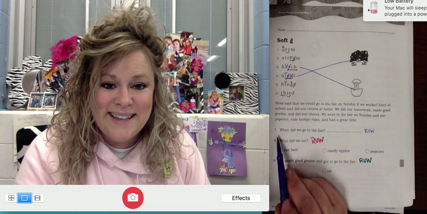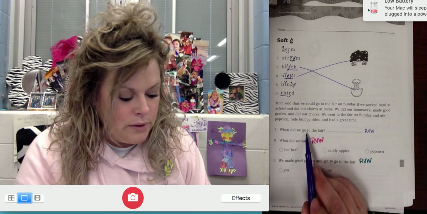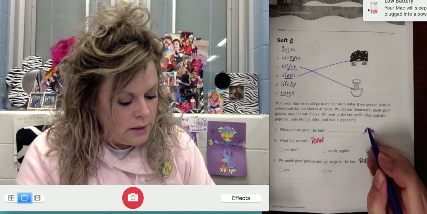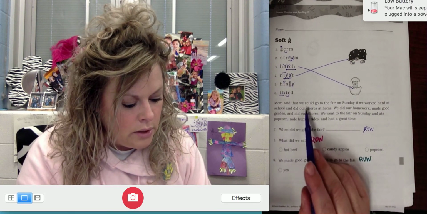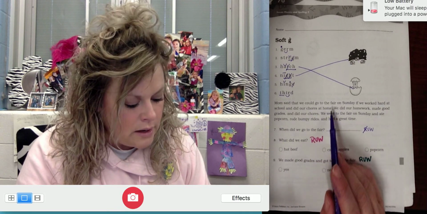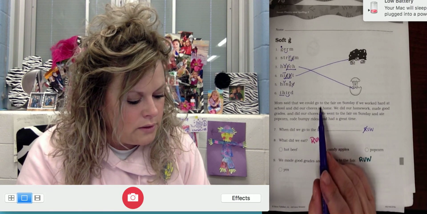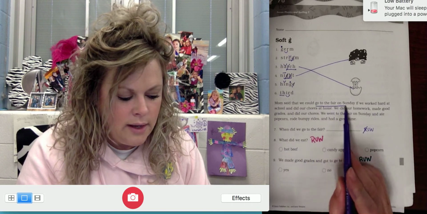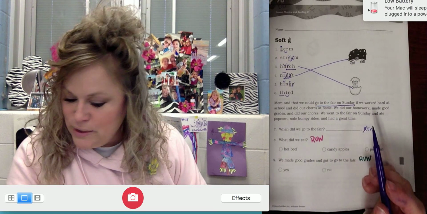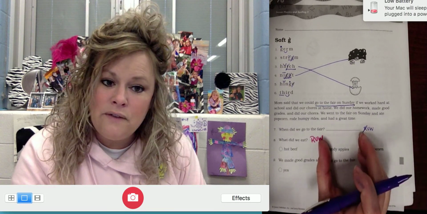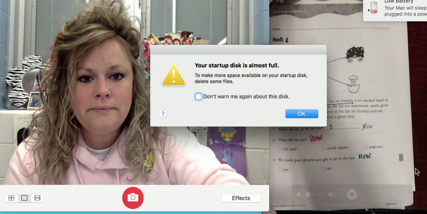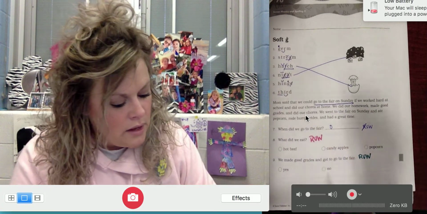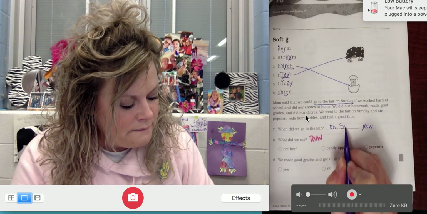Number 7 says, when did we go to the fair? Read. When did we go to the fair? Good. There's go to the fair. Go to the fair on Sunday. This isn't a very big blank, so I'm just going to fill in on Sunday.